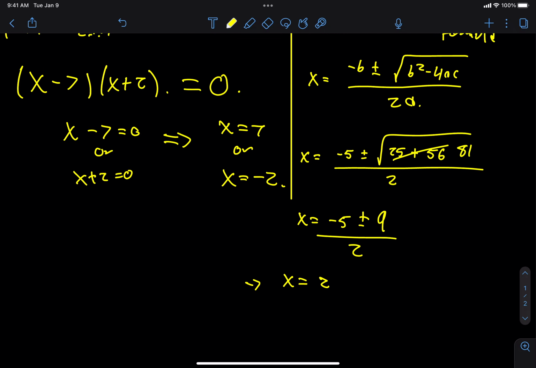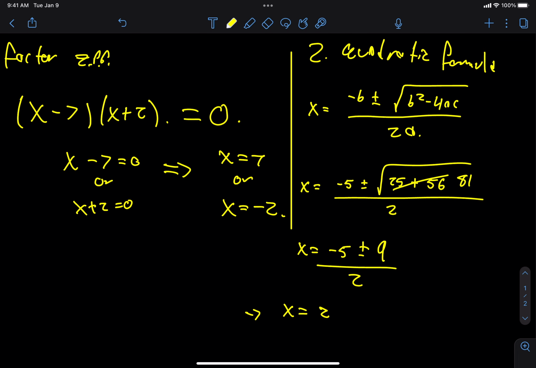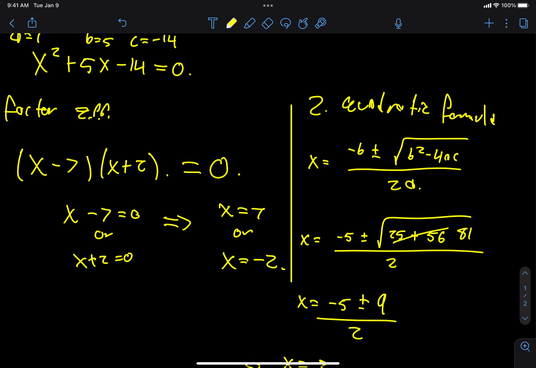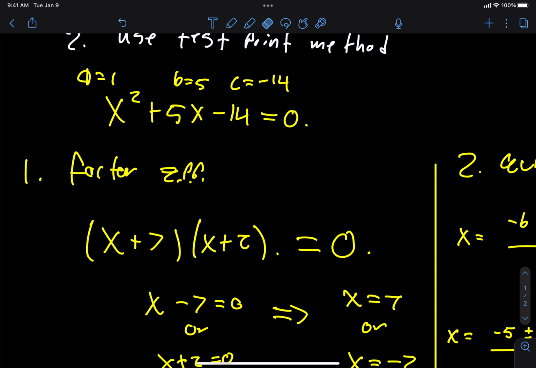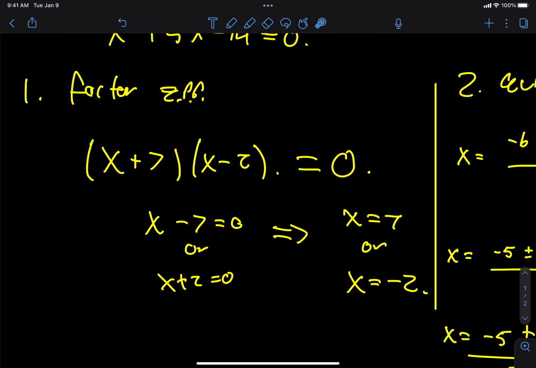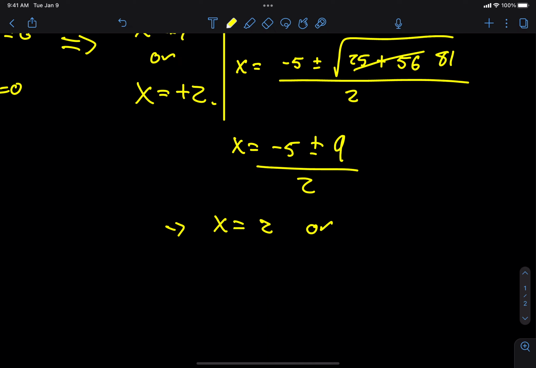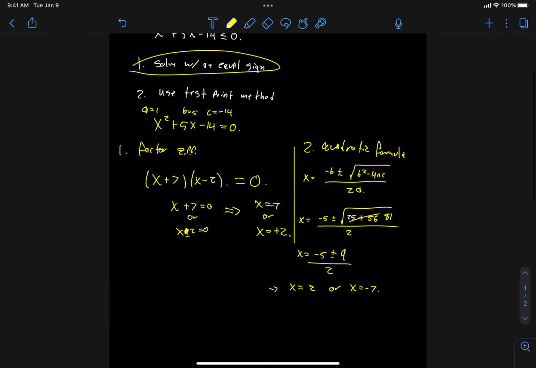Have I done something wrong here? We've definitely done something wrong, right? It's because I factored wrong on the left-hand side. It should have been x plus 7 and x minus 2, shouldn't it? Because we want plus 5 when we add them together. So that would be x plus 7 and x minus 2. So we get x equals 2, or if we subtract 9, then we'd get negative 5 minus 9, which is negative 14 over 2, which is negative 7. Okay, good. So those are two methods which you can use to solve with an equals sign.